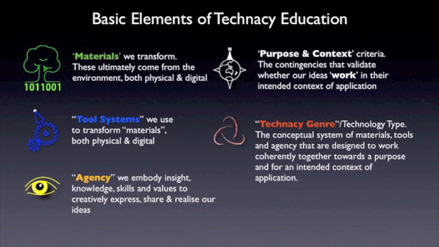We also have the way these things work together. The way these things work together, materials, tools and agency, towards a purpose and context, is what's referred to as the Technacy genre, or technology type. In a moment we're going to go through all the different ways we can understand technology type. So let's have a look at how these elements work together.